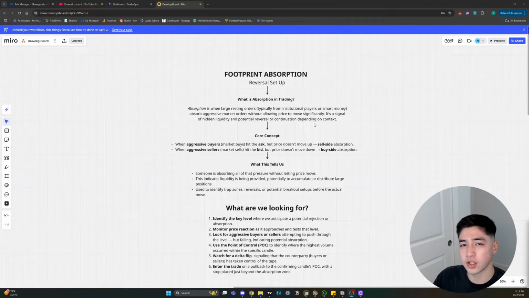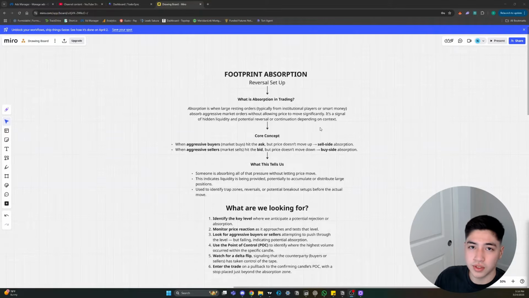Another thing we want to watch for is the delta to flip, to either go from red to green or green to red, depending on if we're looking for a long or a short. Then we enter the trade, but before we enter, we wait for a pullback to the previous candle's point of control, and we place the stop right on the other side of that absorption zone. And by doing so, it can end up giving us some pretty good risk to reward setups.